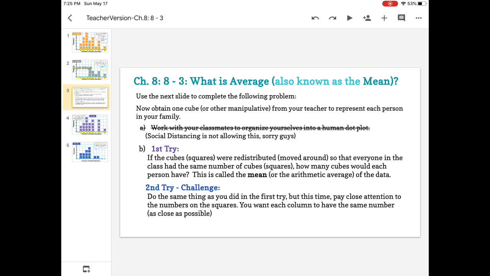Okay, let's go ahead and look at 8-3. What is average or the mean? It says now obtain 1 cube or manipulate it from your teacher. And unfortunately, again, it's not going to happen because we're doing the whole social distancing. So what we're going to do is modify the problem a little bit. The first try says if the cube squares were redistributed, moved around so that everyone in the class has the same amount of squares, how many cubes would each person have? This is called the mean. So everybody should have about the same amount, as close as possible.